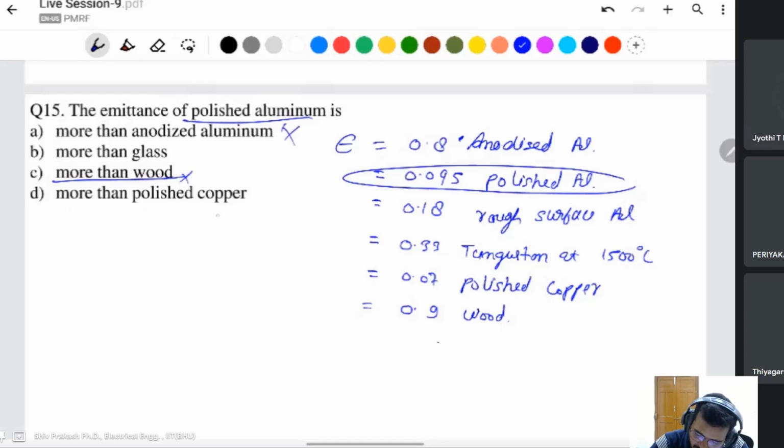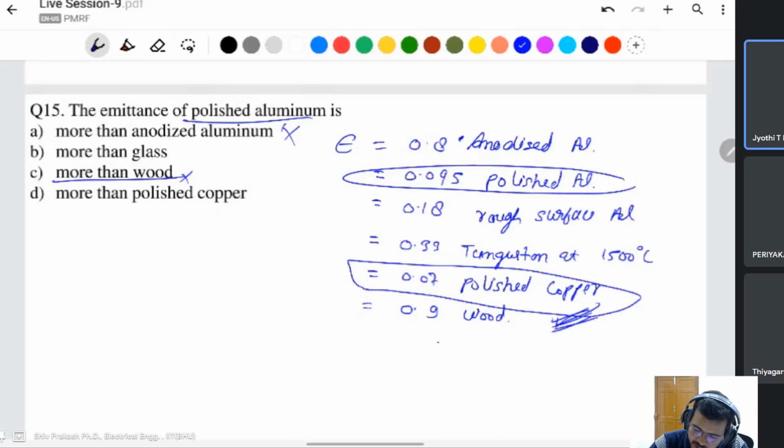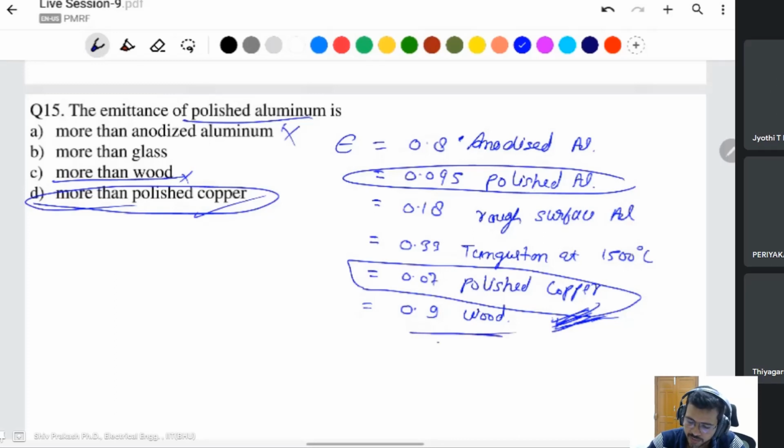And more than the polished copper? Polished copper is 0.07. You can say this one is the lowest, lower than polished copper. Polished copper is 0.07, but polished aluminum is 0.95. Glass is higher than this one, because wood is very high and glass is also high.